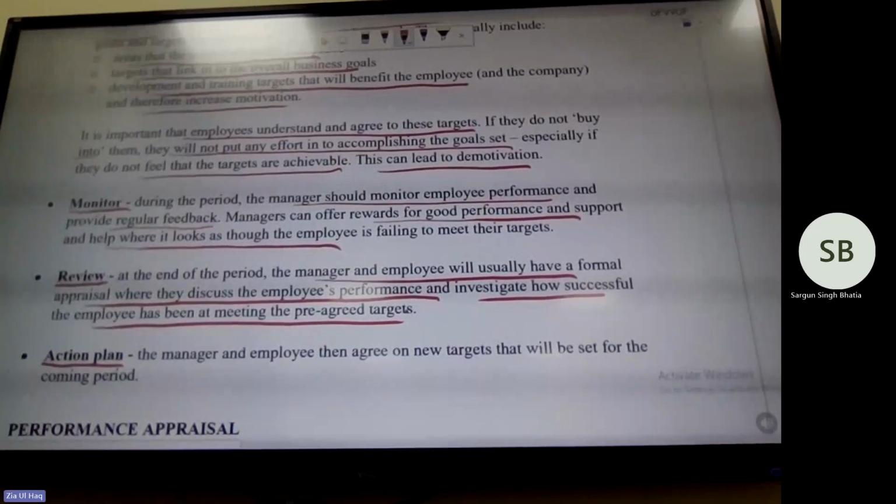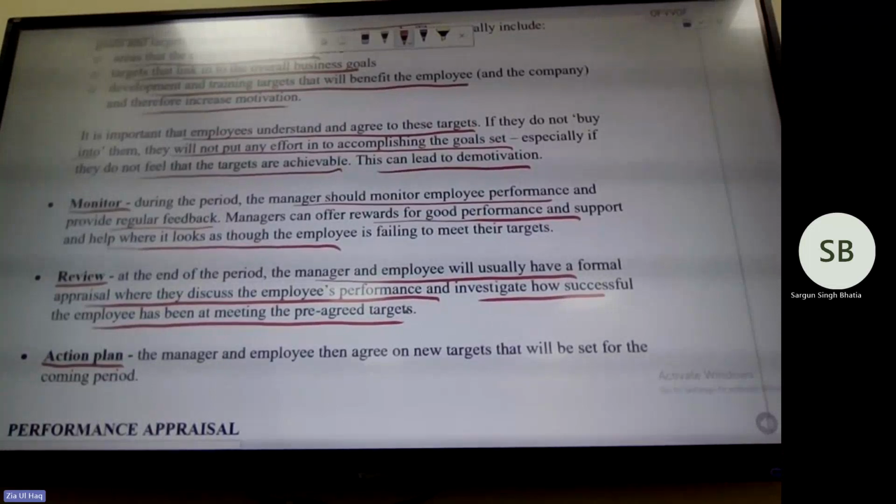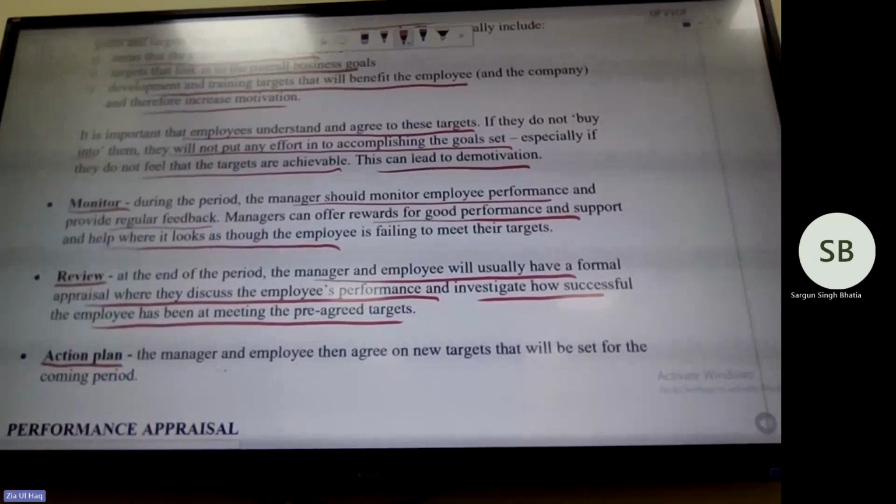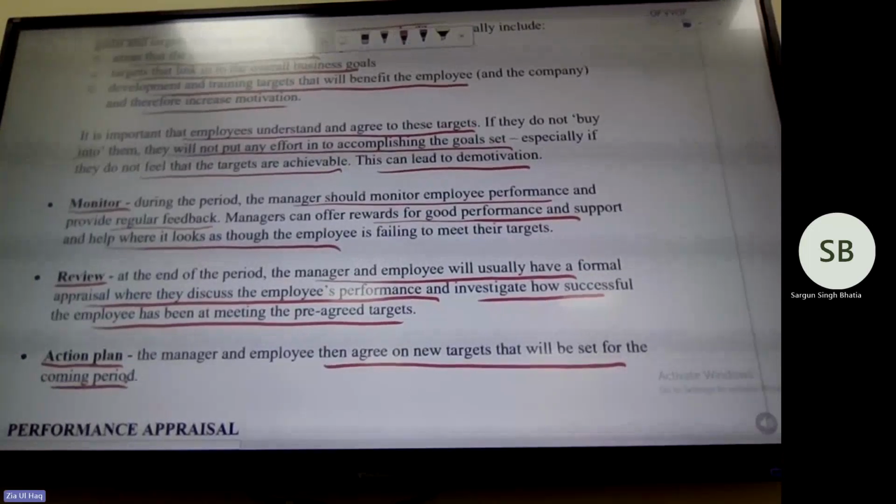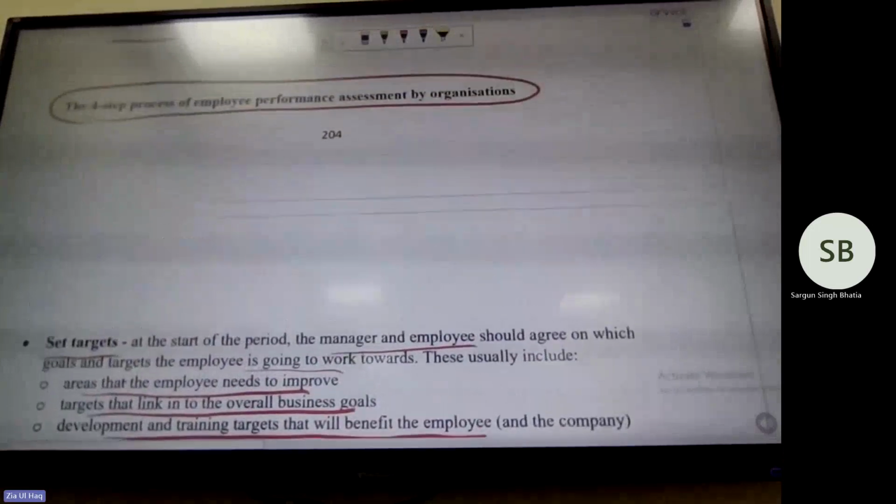But after that, you have to make an action plan. If the actuals are not as per target, what extra the employee has to do, whether he requires any training, that is the action plan. Or if he has achieved, then defining the target for the next period. So the manager and employees then agree on the new targets that will be set for the coming period. So these are the four steps involved in performance assessment.